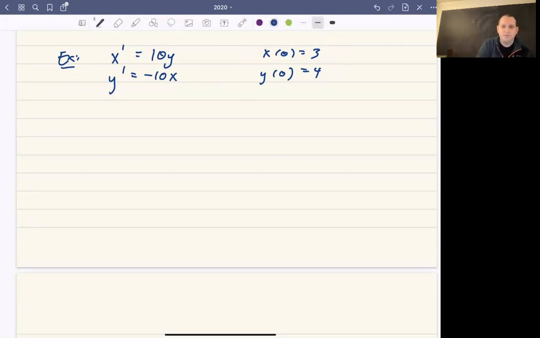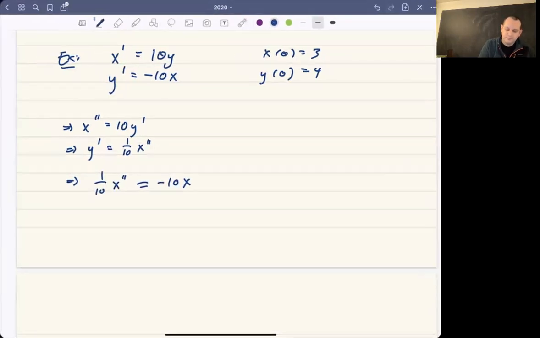And so what we're going to do is plug in, and let's differentiate the top equation. We're going to end up with x double prime equals 10y prime, and therefore y prime is equal to 1/10 x double prime. If we plug this into the second equation for y prime, we get 1 over 10 x double prime is equal to negative 10x. And therefore, x double prime plus 100x is equal to 0. Just multiply by 10, add the 100x over, and you get that.